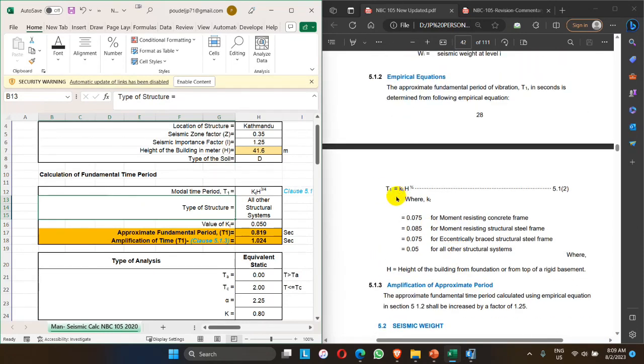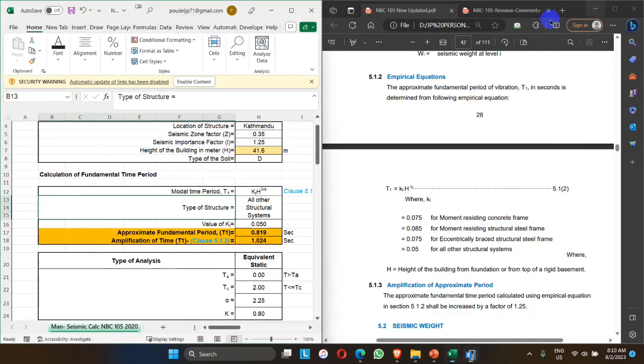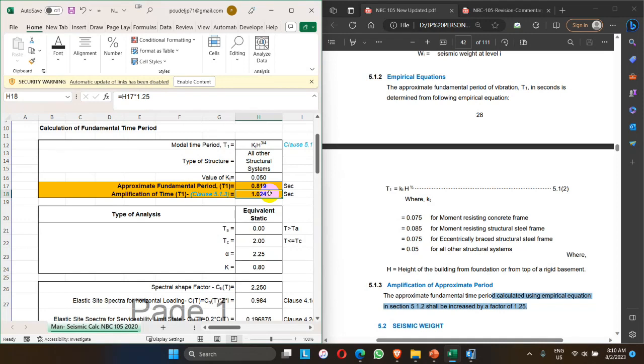This one is the formula, and the structure consists of a dual frame system. So I consider it as, sorry, all other structural systems. Then for all other structural systems, the value of kt is 0.05, and the approximate fundamental time period of the structure with the formula kt times h to the power 3/4 is 0.819 second. And if we amplify this formula by a factor of 1.25 as prescribed in the code, the time period obtained by the empirical formula is 1.024 second.